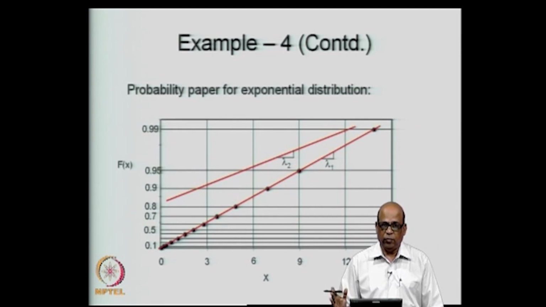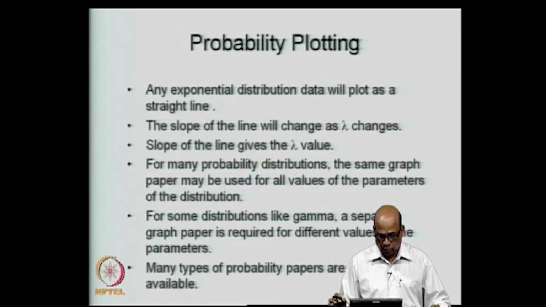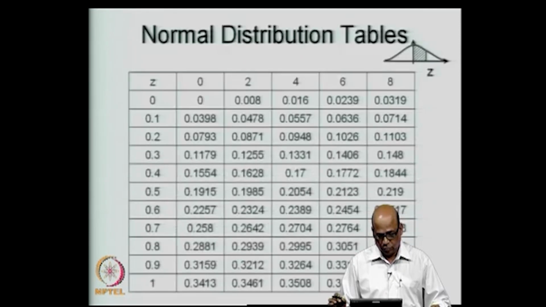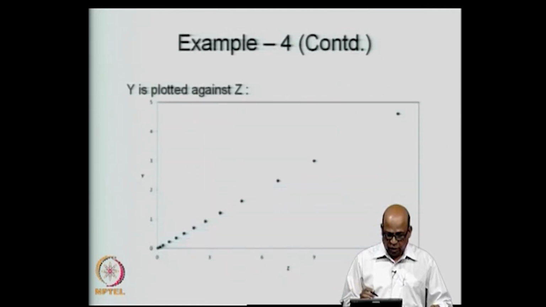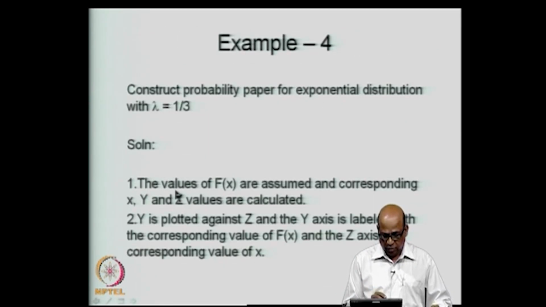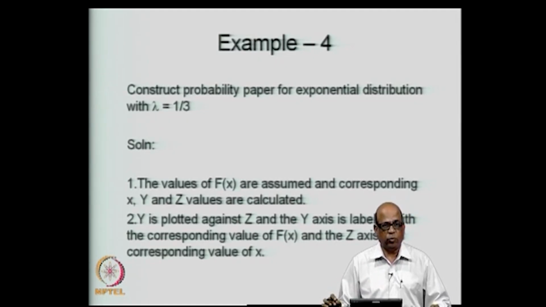So, when the distribution is invertible and you can express f of x in terms of that is z, you can express in terms of y and x. As I said, what you did here is f of x you assumed and then calculated x, y and z. This may not be possible for many distributions, because from f of x you may not be able to get x and so on. So, distributions such as exponential distribution, gamma distribution etcetera, such analytical treatment is possible.